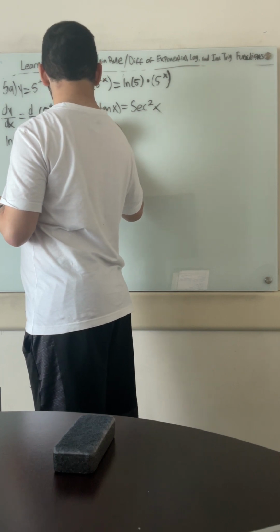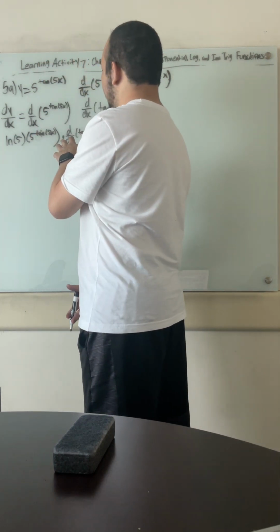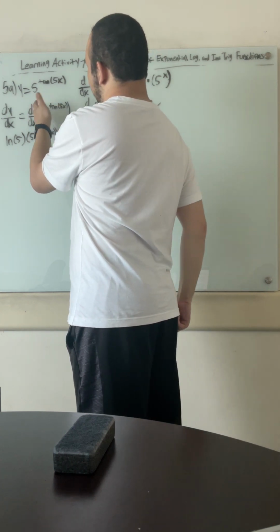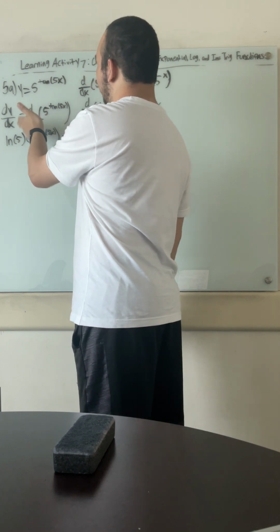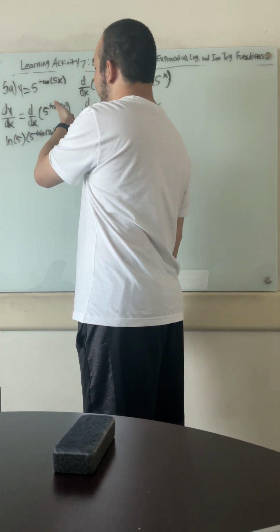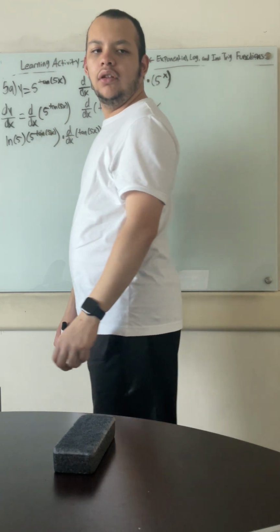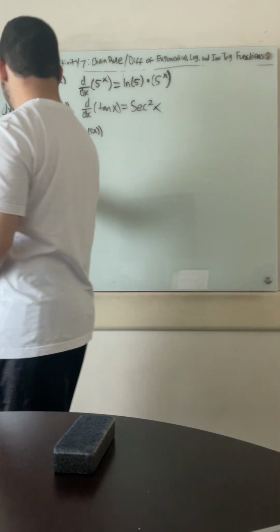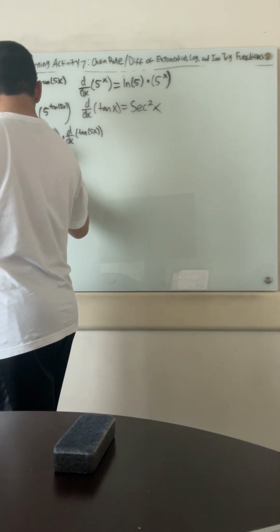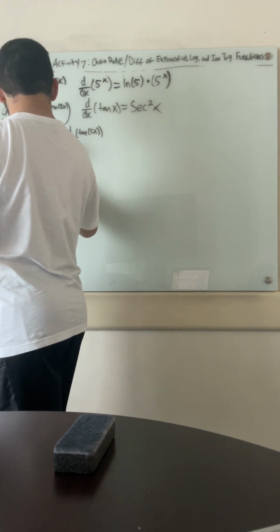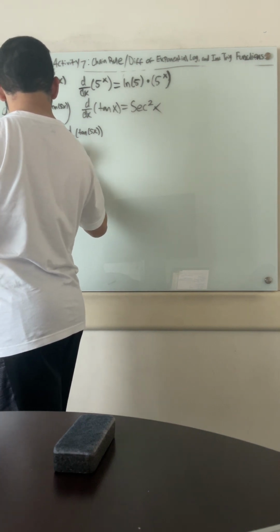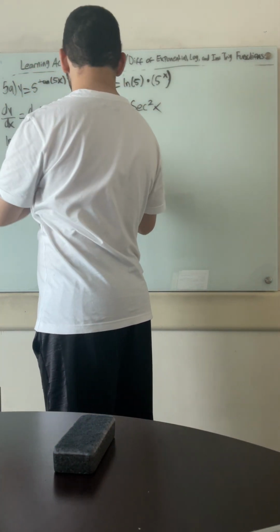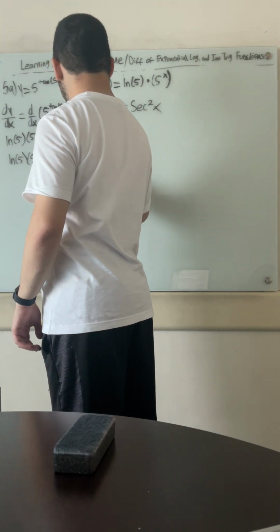The reason we have this is because under the chain rule, you have to go inside of the derivative. If you take the derivative of a constant, that would just be 0, but you do have to take the derivative of tangent of 5x with respect to the chain rule. Now I'm going to simplify this a little bit. So we have ln of 5 times 5 to the tangent of 5x. The derivative of tangent is simply secant squared, so that's going to be secant squared x.